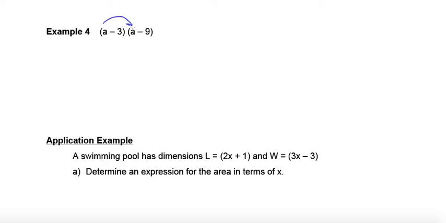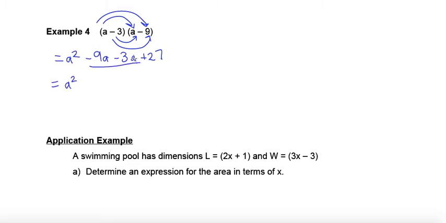So first terms, a times a is a squared. Outside terms, a times negative 9 is negative 9a. Inside terms, negative 3 times a is negative 3a. And last terms, negative 3 times negative 9 is positive 27. So let's collect our middle terms. a squared, negative 9 take away 3 is negative 12a plus 27.